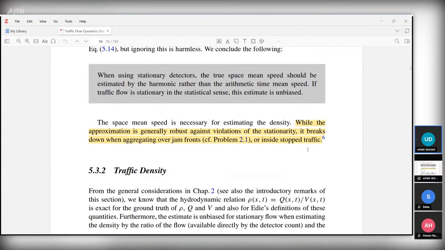So the main takeaway in this section is while the approximation is generally robust against violations of the stationarity, it breaks down when aggregating over jam fronts or inside stop traffic, which means that as long as the conditions are stationary in a statistical sense, we are good with using the hydrodynamic relation, given that the speed is not the time mean speed, but the harmonic mean speed or the space mean speed.